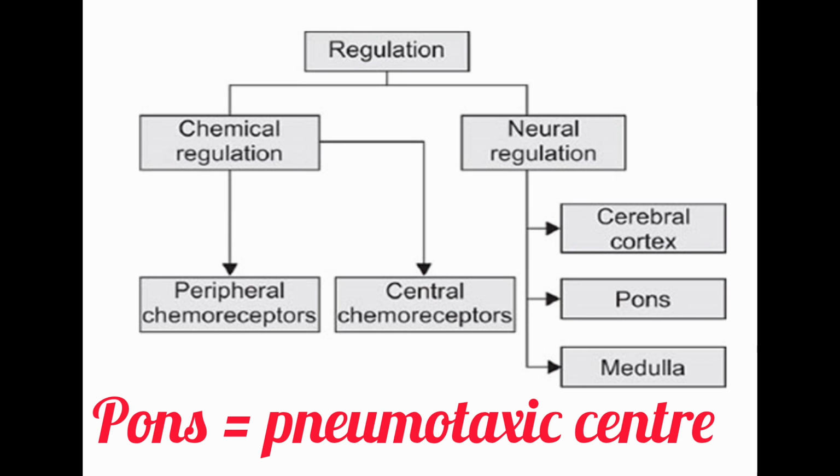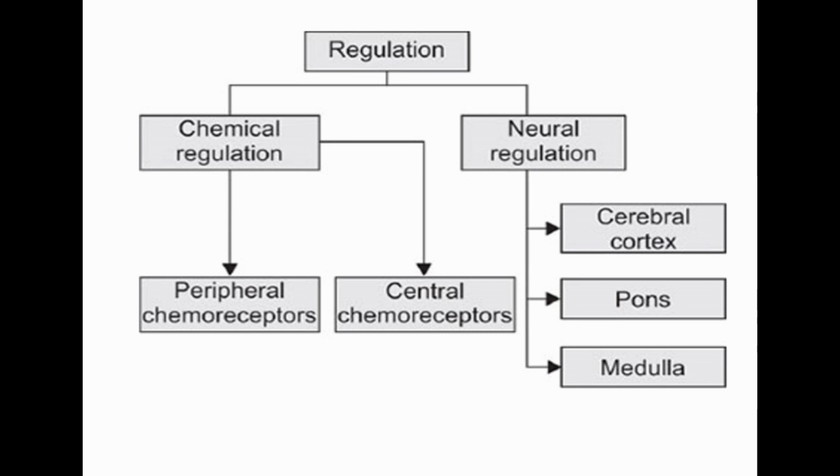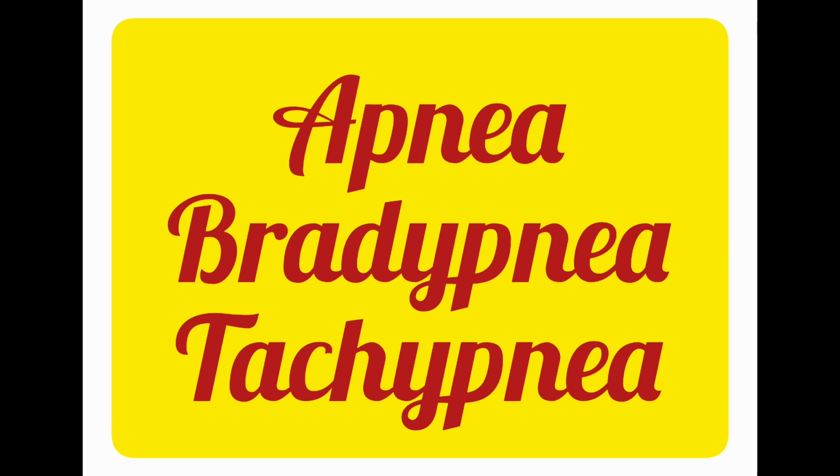So the primary center is present in the medulla, which is the respiratory rhythm center. The center present in the pons, P for pons, P for pneumotaxic center, moderates the function of the respiratory rhythm center. So the pons helps in reducing the duration of respiration, meaning it helps in creating more rapid respiration. So the pons helps to reduce the duration, thereby it will increase the respiratory rate, which is known as tachypnea.